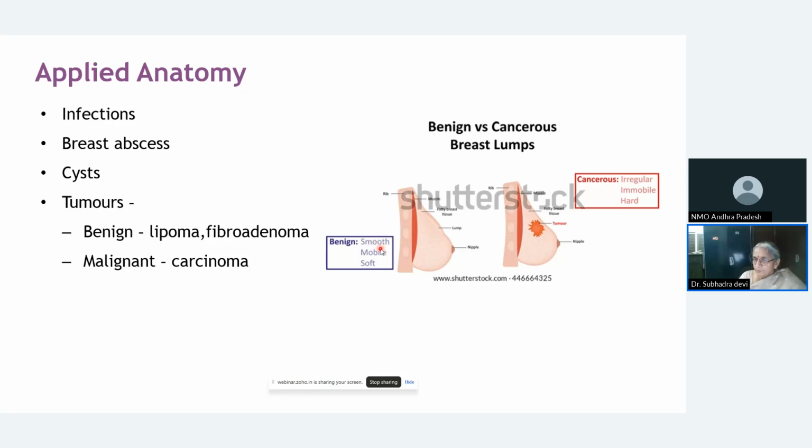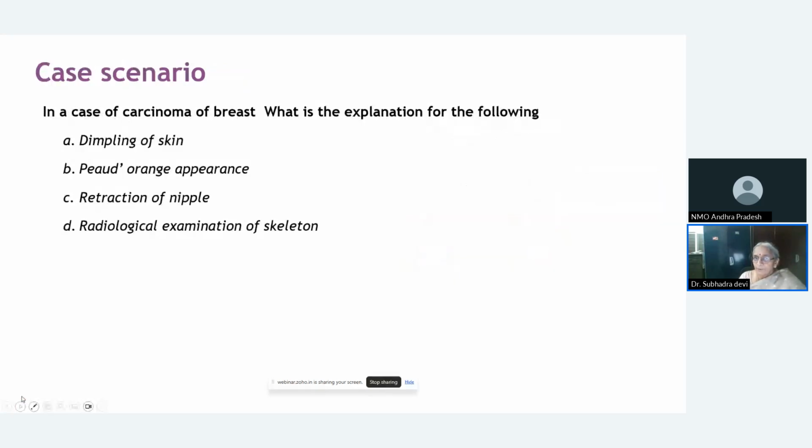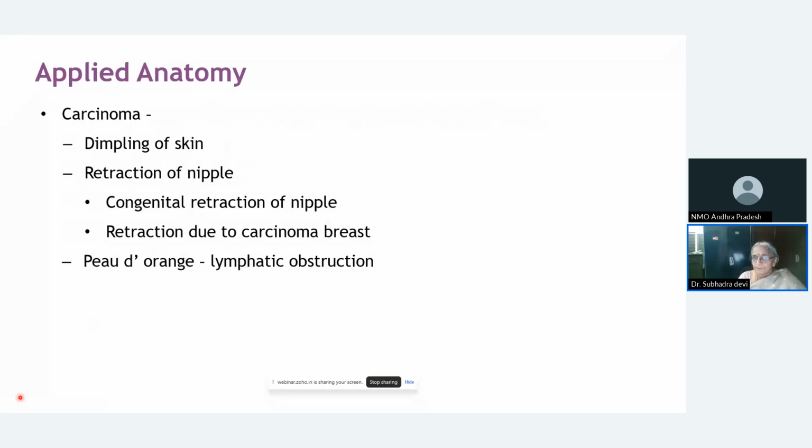Benign tumors will be smooth, mobile and soft. If there is malignancy, they will be irregular in shape, immobile and hard because they can get fixed to the pectoral fascia. A question can be asked in case of carcinoma of breast: give the explanation for dimpling of skin, peau d'orange appearance, retraction of nipple, and radiological examination of the skeleton. Why should it be done?